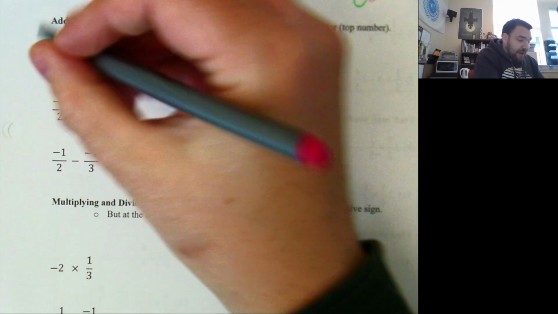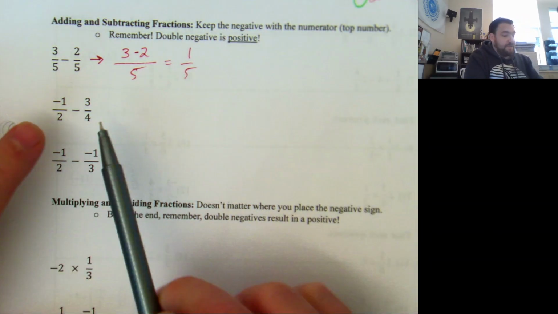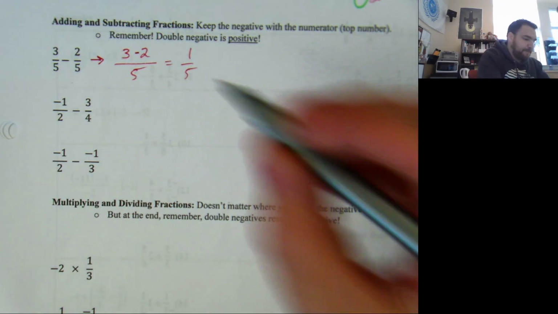When I'm subtracting fractions, we need to do what? What's important about subtracting fractions? We need a common denominator, so the smallest number that 2 and 4 can both go into is 4.